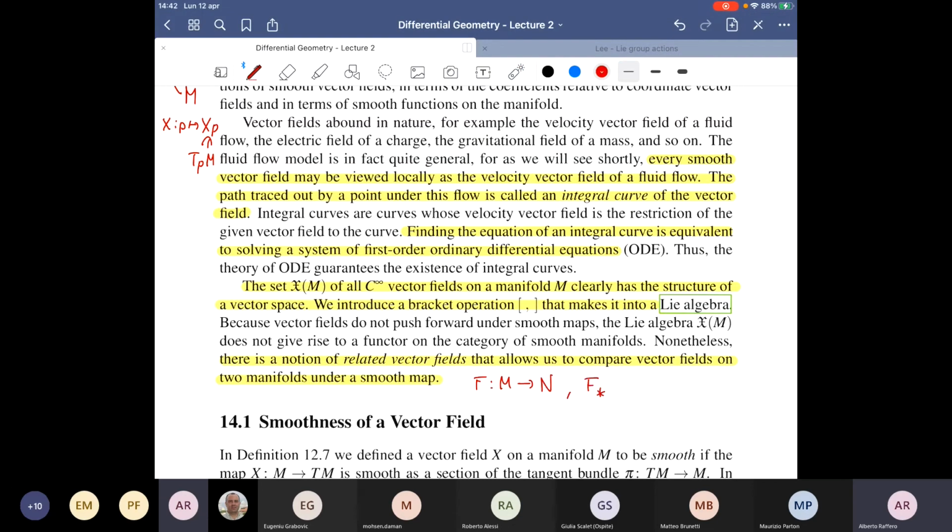You choose a point p of M, and you take the differential, which is a linear map from the tangent space of M at p to the tangent space of N at F(p). So in this way, you can associate to a tangent vector here, a tangent vector here. And so the question is whether we can do something similar also with vector fields. And we shall see that it is not always possible, but there is some, let's say, convenient definition that one can consider. And in some setting, it is possible to do this.